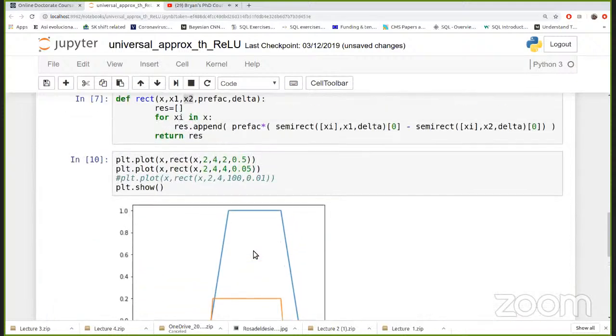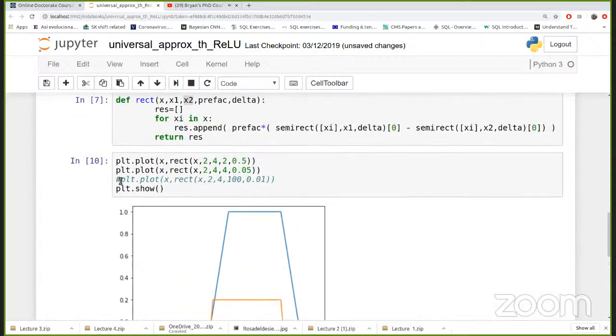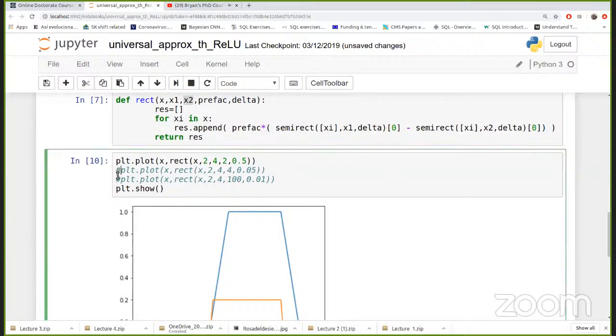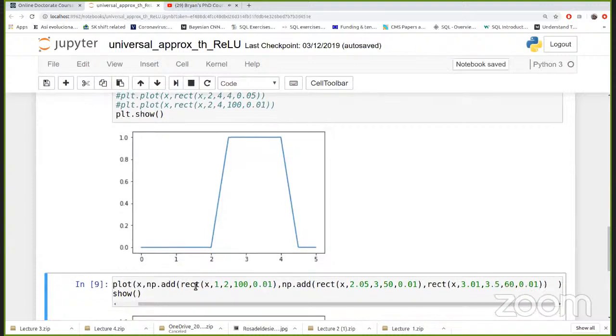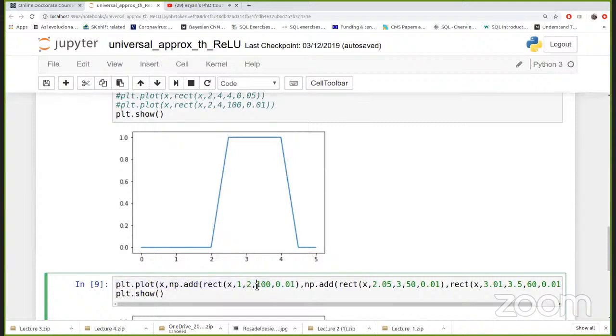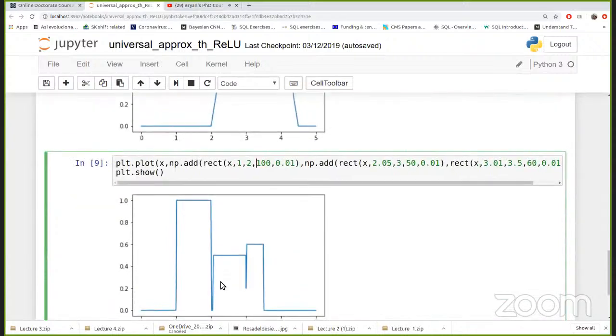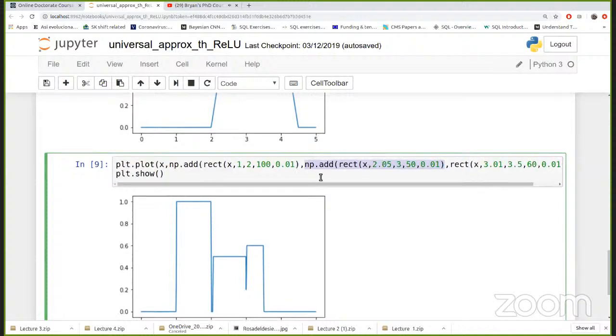So then the final step here is to add many of these rectangles. Each of them is centered at some value, and each of them may have different heights or different slopes, because they are actually trapezoids. Then I get something like this. I'm just plotting here the result of adding these rectangles or trapezoids together.